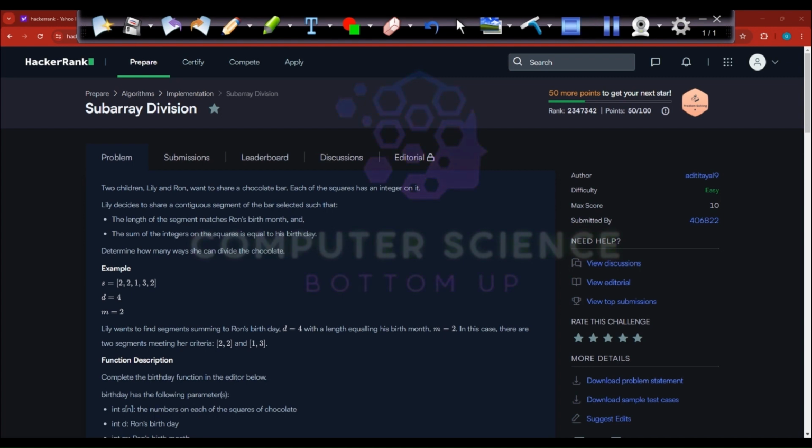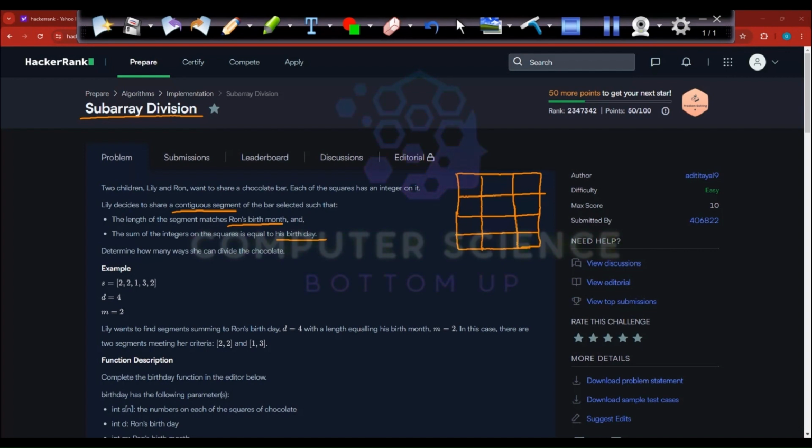Look at this coding problem. Subarray division. Two children, Lily and Ron, want to share a chocolate bar. Each of their squares has an integer on it. If this is a chocolate bar, then every square has an integer on it. And Lily decides to share a contiguous segment of the bar, such that the length of the segment matches Ron's birth month and the sum of the integers on the squares is equal to his birthday.